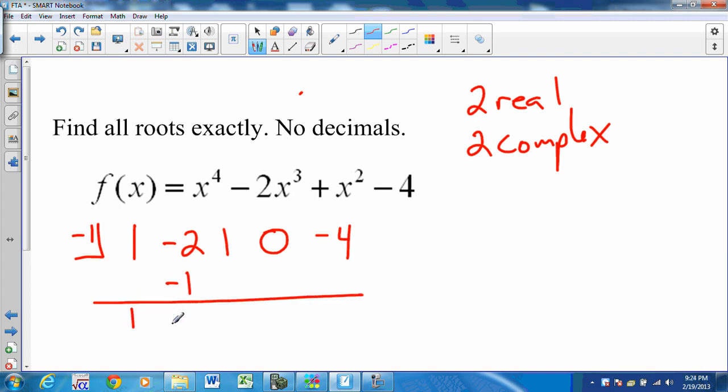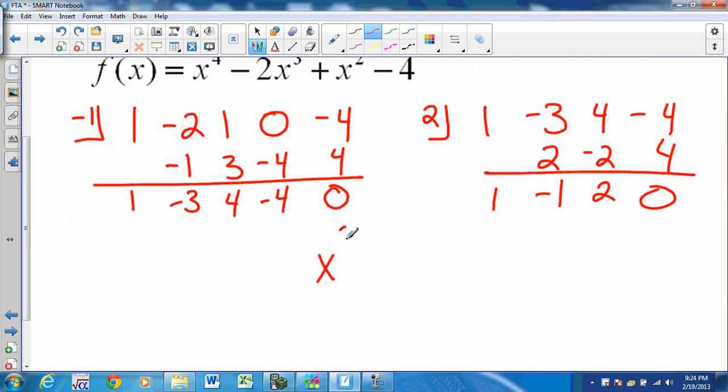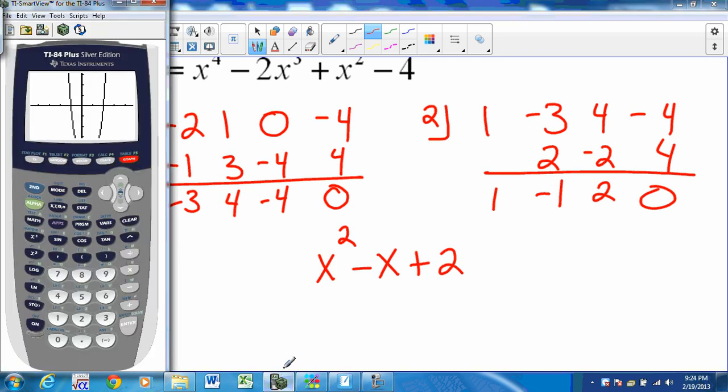So 1, negative 3, 3, 4, negative 4, negative 4, 4. Now I get my 0. My other root was 2. So now I need to do 2 with my answer. 1, 2, negative 1, negative 2, 2, 4, 0. So now I'm left with x squared minus x plus 2. Now I know, can I factor that? Is it possible to factor? I know the answer is no.